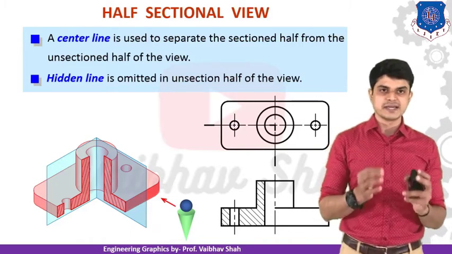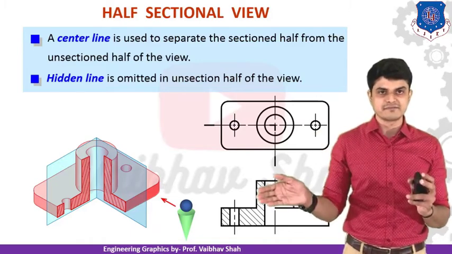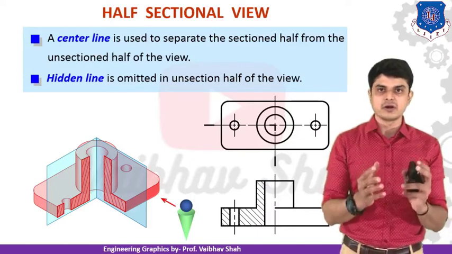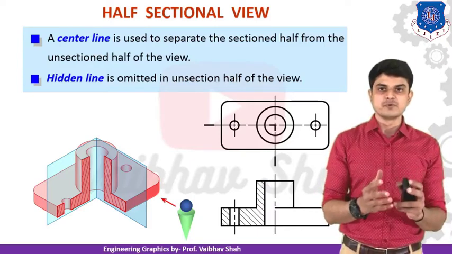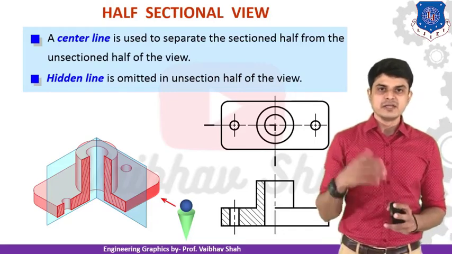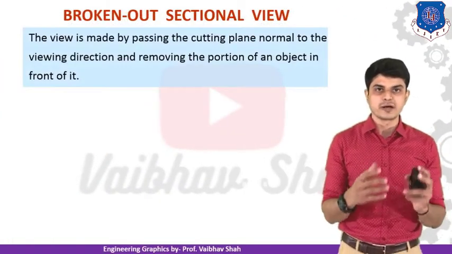This is a special case in which we define the left hand side portion as a sectional view, and on the right hand side portion all of your hidden lines would disappear. So always remember, this is known as your half sectional view. Now let us move ahead. Let us see the broken out sectional view.